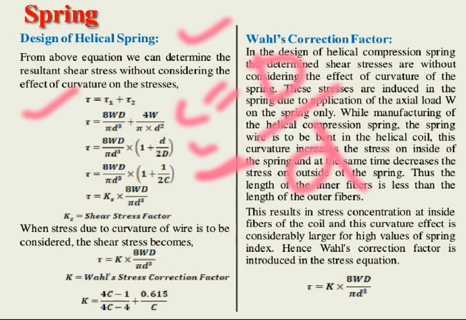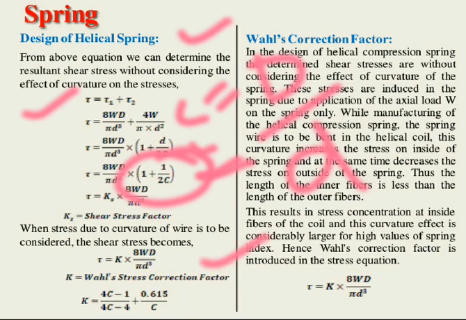Ks is the shear stress factor, which is given by the equation 1 plus 1 by 2C. So this is the shear stress factor Ks. So finally we get the equation tau equals Ks into 8WD by pi d cube. But when stress due to curvature of wire is to be considered, then the shear stress becomes tau equals K into 8WD by pi d cube.